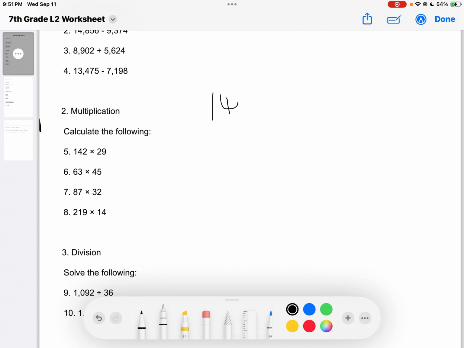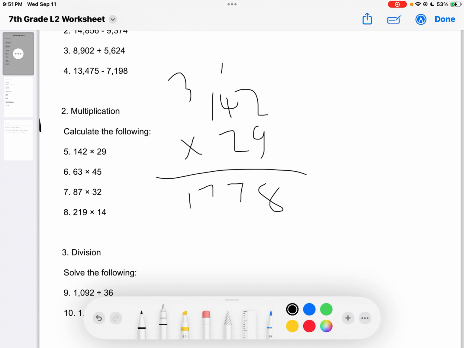So you have 142 times 29. You always multiply the ones place first. 2 times 9 is 18. Transfer the 1. 4 times 9 is 36, plus 1 is 37. Transfer the 3. 9 times 1 is 9, plus 3 is 12. Add a 0 below. And then moving on to the tens place.